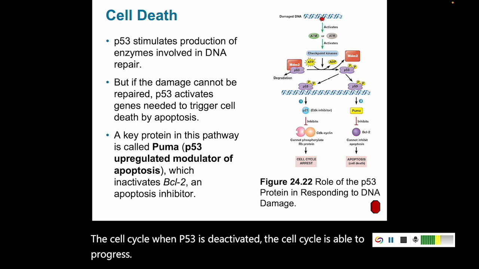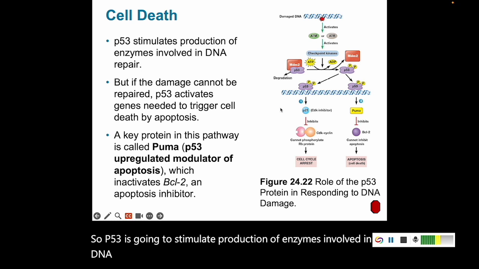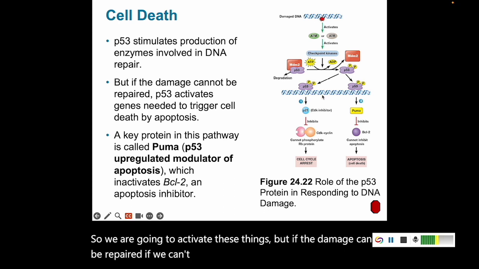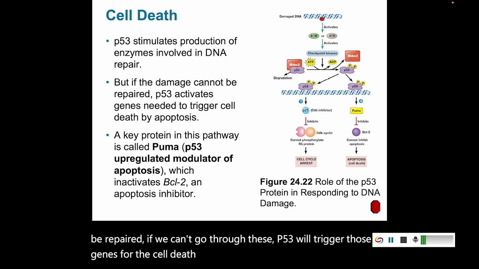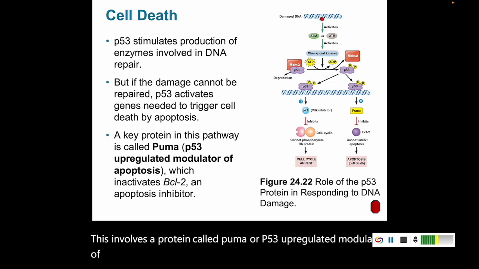When P53 is deactivated, the cell cycle is able to progress. So P53 is going to stimulate production of enzymes involved in DNA repair. But if the damage cannot be repaired, P53 will trigger those genes for cell death, for apoptosis to occur. This involves a protein called PUMA, or P53 upregulated modulator of apoptosis, which will inactivate BCL2, which inhibits apoptosis.